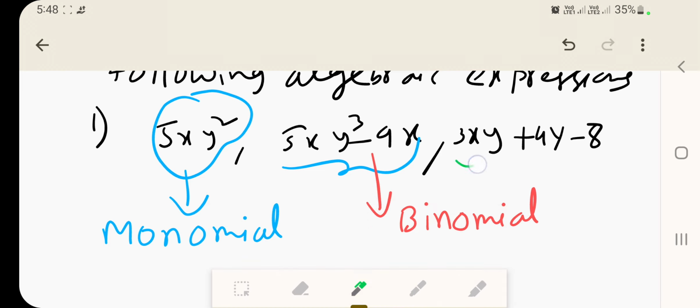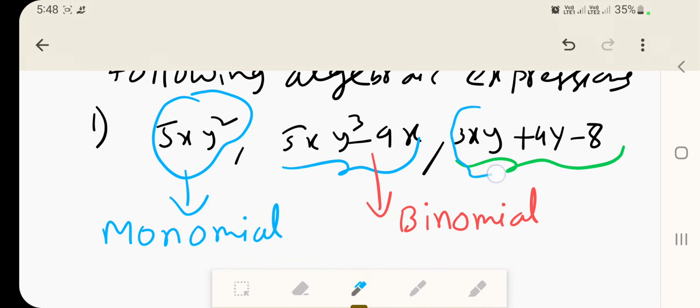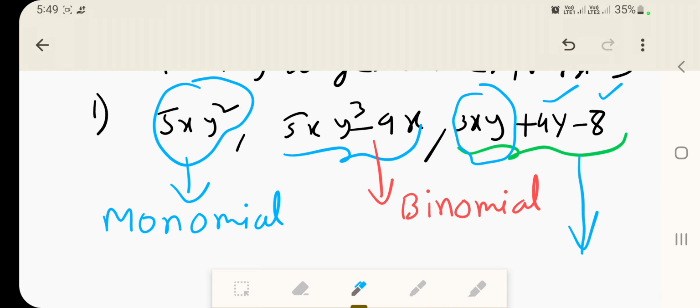Another one we have is 3xy plus 4y minus 8. If you observe here, we have 3xy as one term, 4y as one term, and minus 8 as one term. So totally we have three terms here.